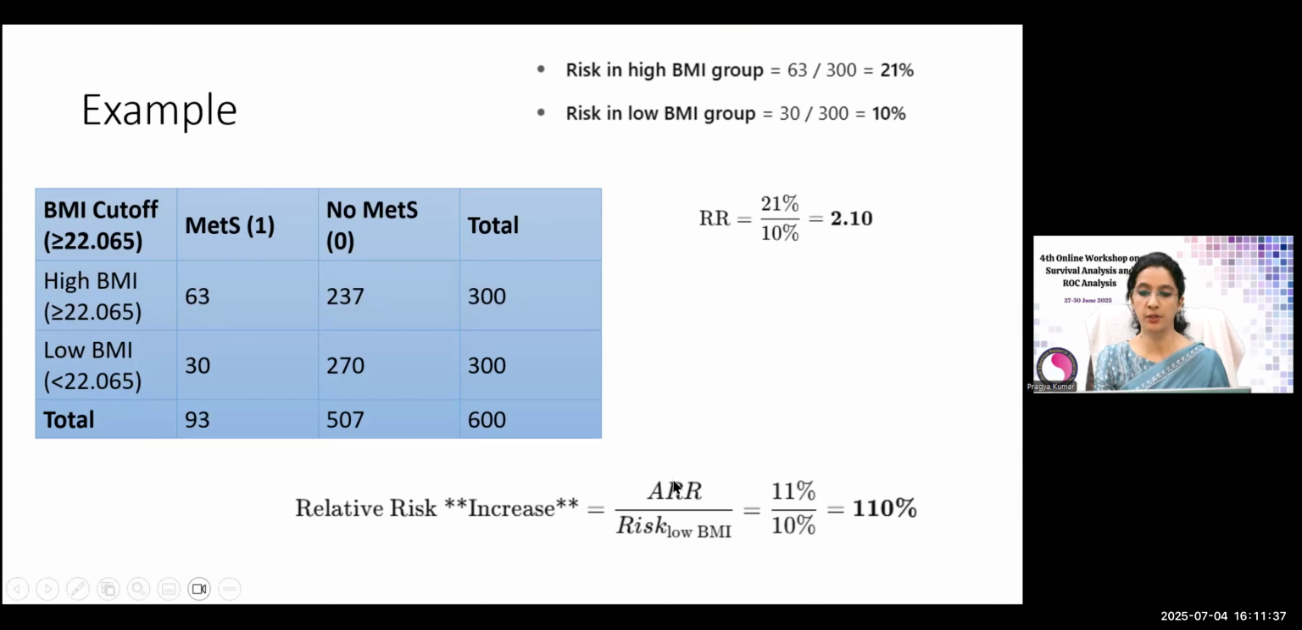So what is absolute risk reduction here? It is not a reduction, it is an increase. It will be 11%, that means 21% minus 10%. So 11%, and in the denominator we will take the risk of low BMI, which is 10%. So your relative risk increase is 110%. That means as compared to people who have low BMI, there is an increased risk of 110% in persons who have BMI more than 22.